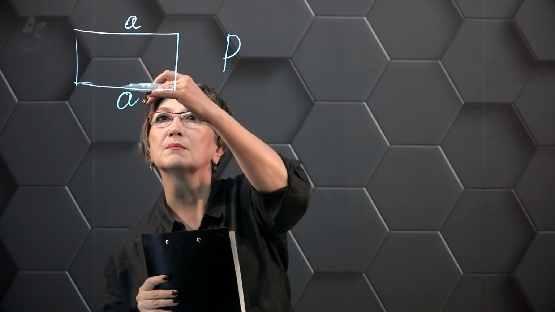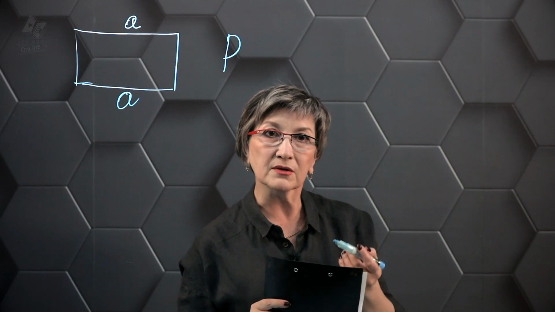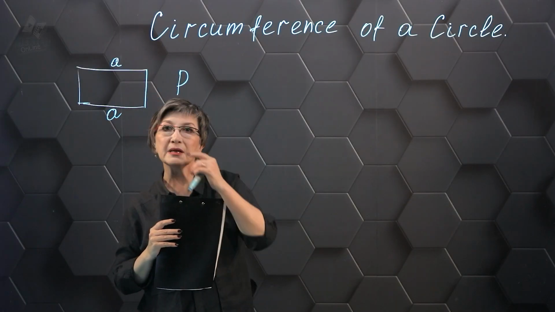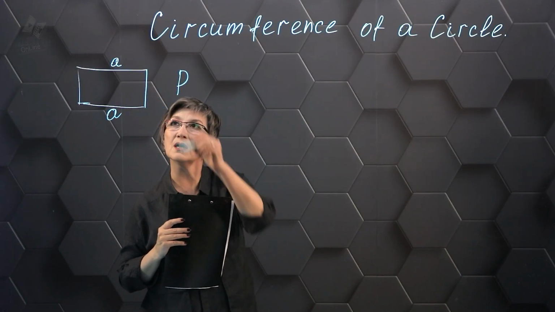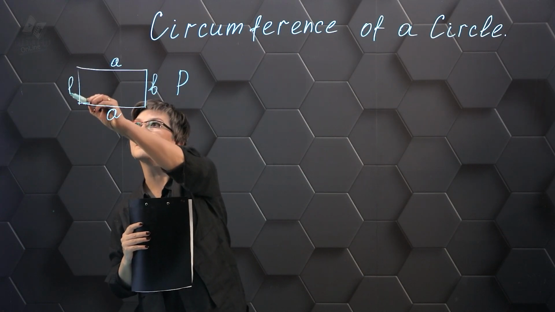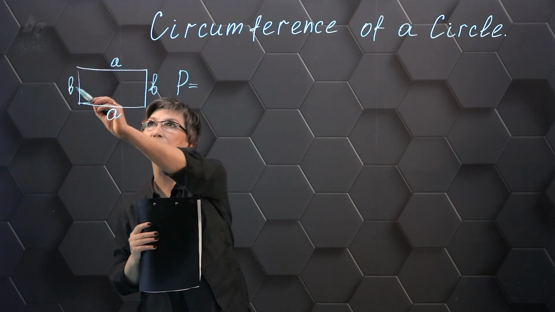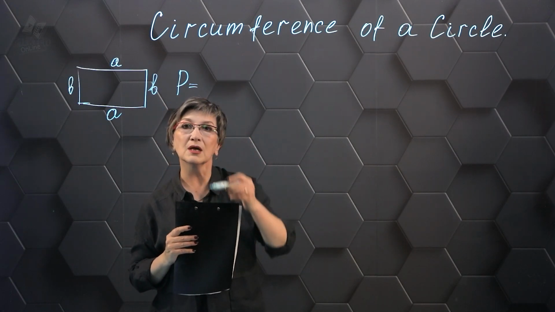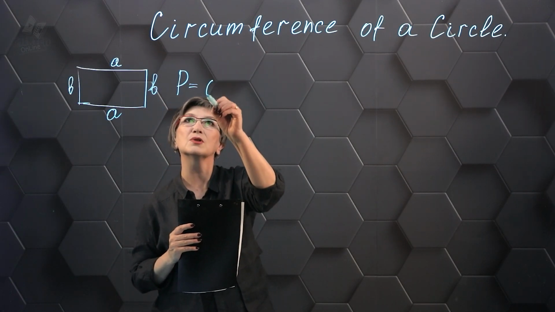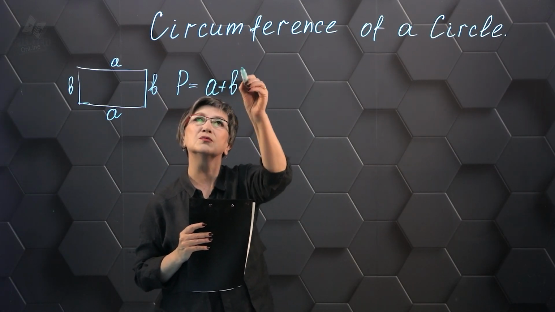of all the sides. Since a rectangle has two opposite sides equal, it's customary to denote the length by A and the width by B. And in order to find the perimeter, I need to add up the lengths of all the sides, and the result is the formula (A plus B) times 2.